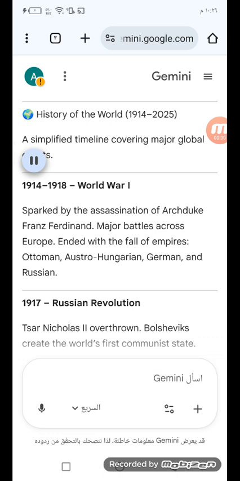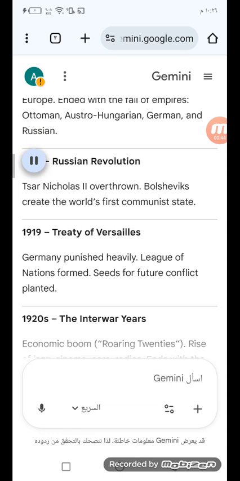1914 to 1918, World War I, sparked by the assassination of Archduke Franz Ferdinand. Major battles across Europe ended with the fall of empires: Ottoman, Austro-Hungarian, German, and Russian. 1917, Russian Revolution. Tsar Nicholas II overthrown. Bolsheviks create the world's first communist state.